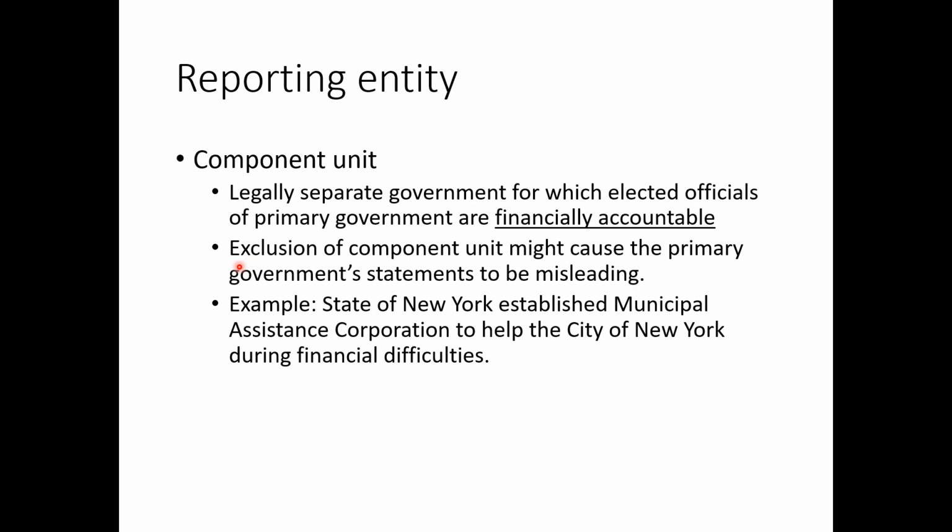Another way to find a component unit is exclusion of component unit might cause the primary government's statement to be misleading. So we're going to talk about details about these two criteria. Examples of a component unit. For example, the State of New York established Municipal Assistance Corporation. Right, this is a legally separate entity to help the City of New York during financial difficulties.